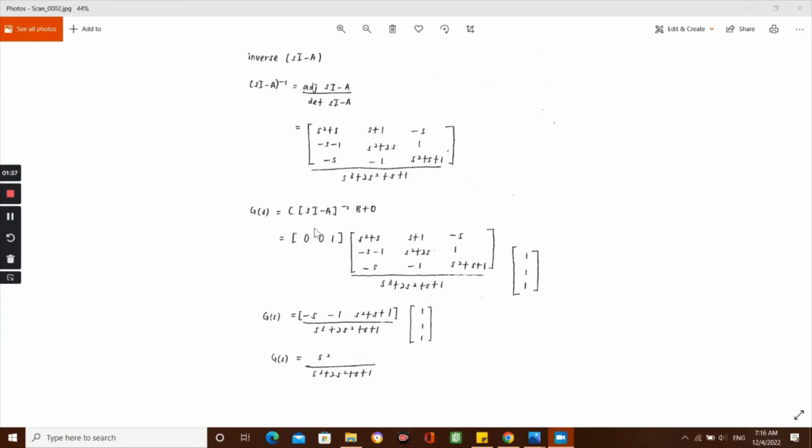First, we multiply matrix C with the inverse of sI minus A, and then we get this matrix. After that, this matrix we multiply with matrix B. So this is the final equation that we get for the transfer function. G(s) is equal to s squared over s cubed plus 2s squared plus s plus 1.